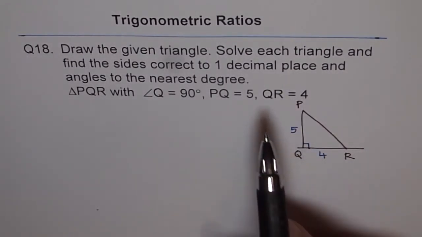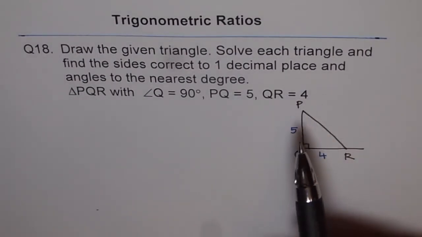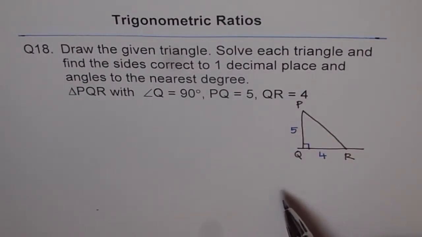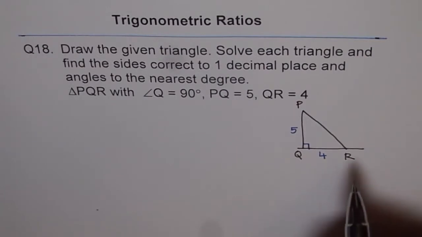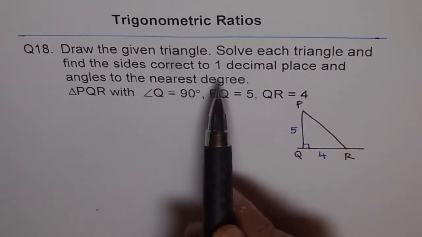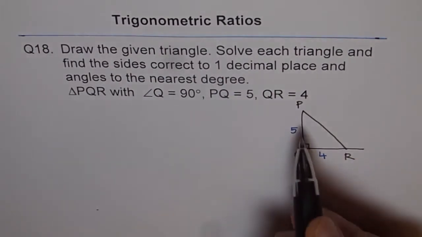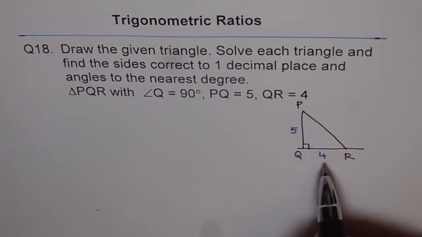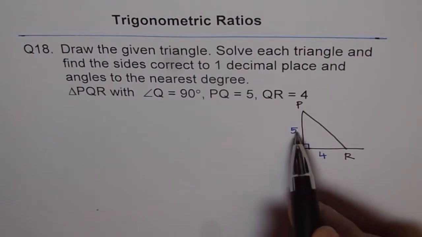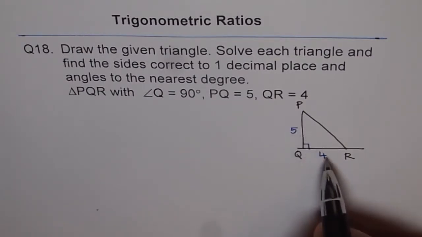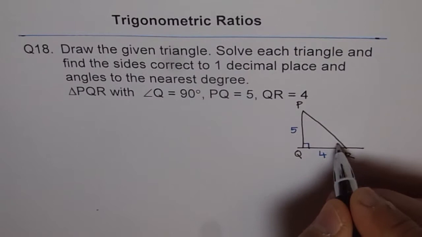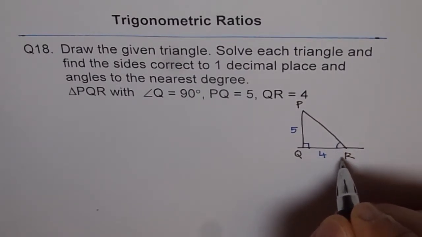Now when we say solve each triangle, in this series we have a couple of triangles. So this is one of those videos. Sides correct to one decimal place and angles to the nearest degree. From the given sides, we are given in a right triangle the legs, opposite and adjacent, for example. We can always find the angle using the tan ratio, right?